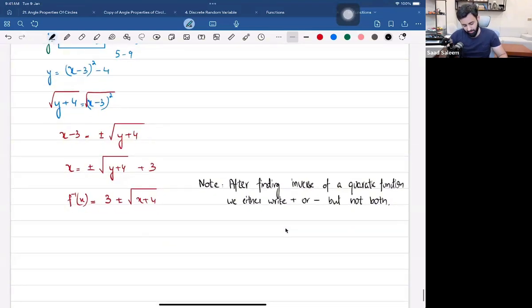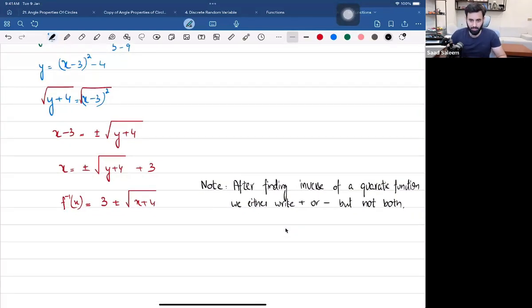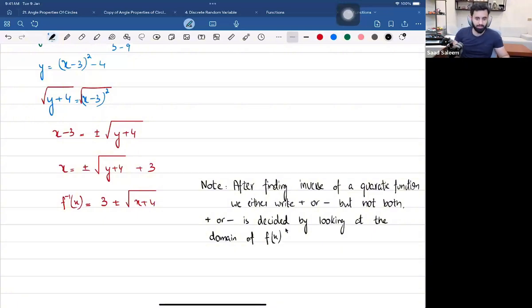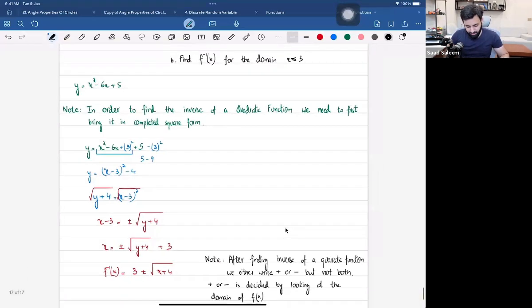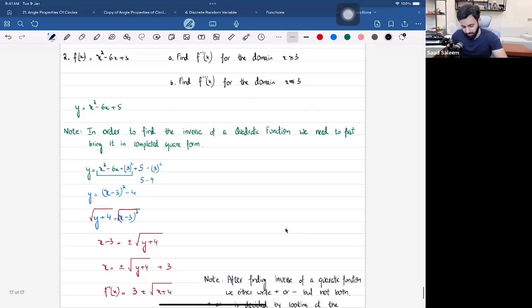But the next obvious question is, how do we decide whether it's plus or minus? Let's write that also: the plus or minus is decided by looking at the domain of f of x. Now, here is a logical question that I want you to pay attention to. I will give you a standard rule, and I will give you a plan B as well.